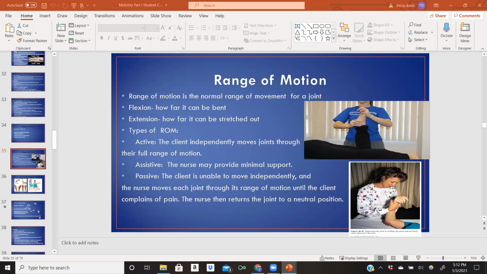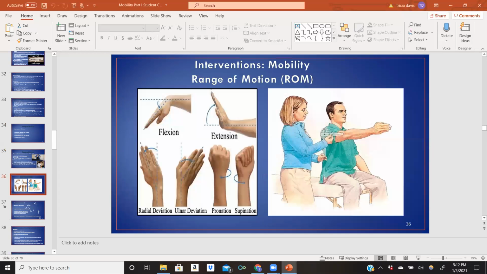Types of range of motion are active, so the client is independently moving their joints throughout their full range of motion. They do it on their own. Assistive is just what you would think it is. The nurse can provide minimal support, so you're just assisting. And then passive is the client is completely unable to independently do those moves. And the nurse moves each joint through its range of motion until the client complains of pain or discomfort. The nurse then returns the joint to a neutral position. You will see a lot of physical therapists coming and doing this to your patients when they are hospitalized, but you can also do it as well.